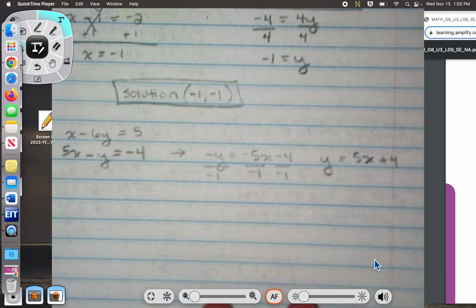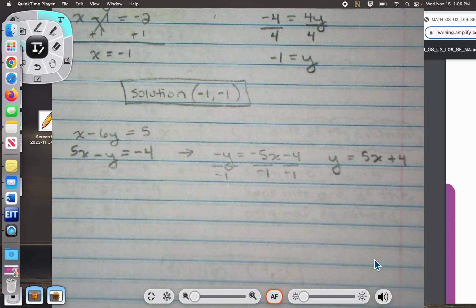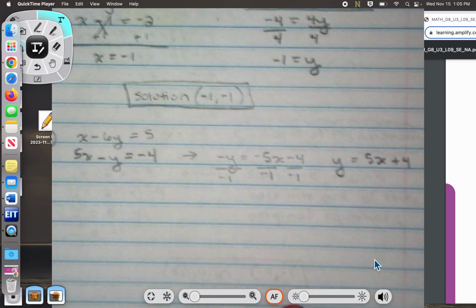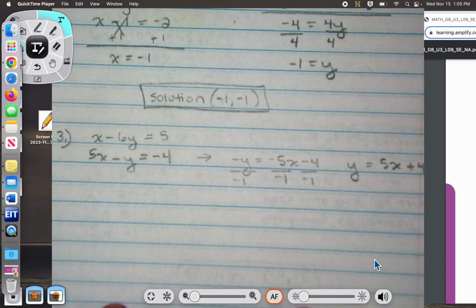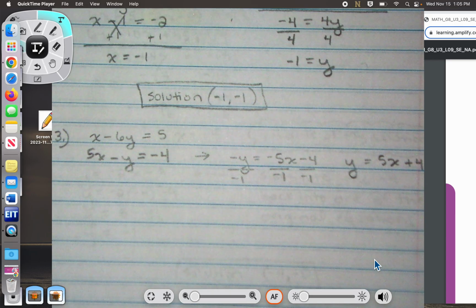Did anybody isolate x? What did you do for that? Basically the same thing. I added 6y to 5. Yep, and then you just had x equals 6y plus 5? Perfect. Okay? Both ways are fine. You're still going to get the same solution.